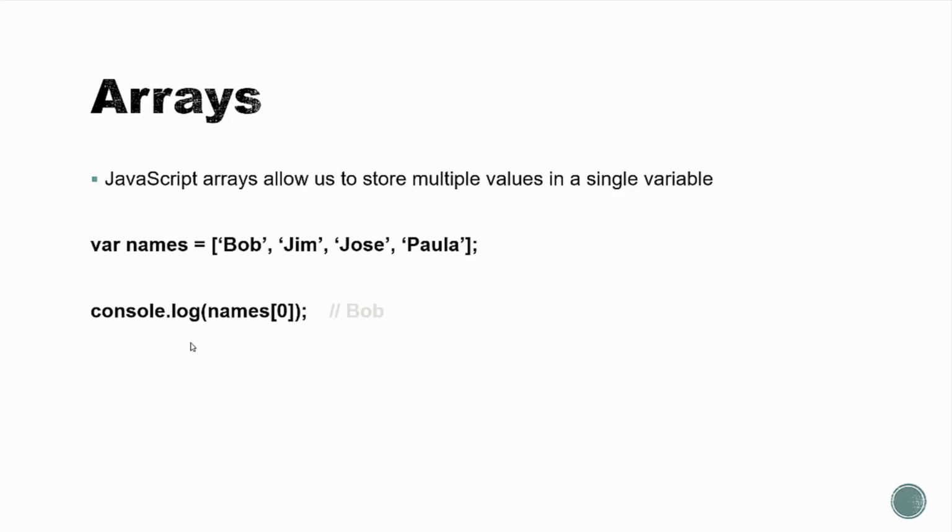Strings do. And then here, if we want to access, let's say Bob, we can console log names and then 0. This pertains to the index of the value in the array. Now, it's 0. Arrays are 0 based. So if you want to access Bob, that would be 0. Jim would be 1. Jose 2. Paula 3, and so on. So just remember that arrays are 0 based.